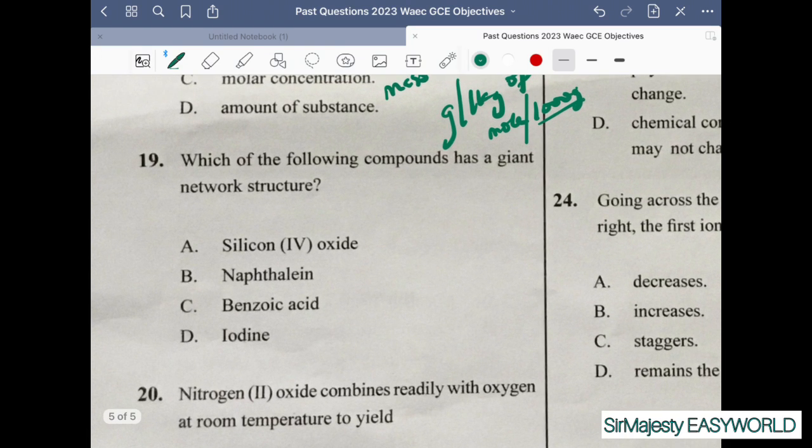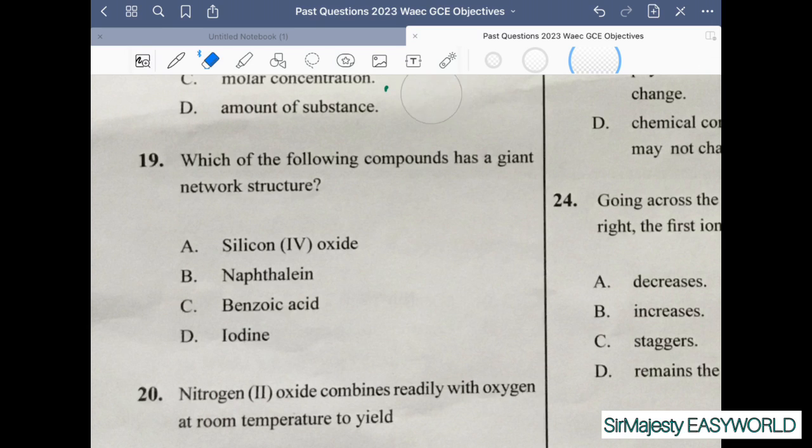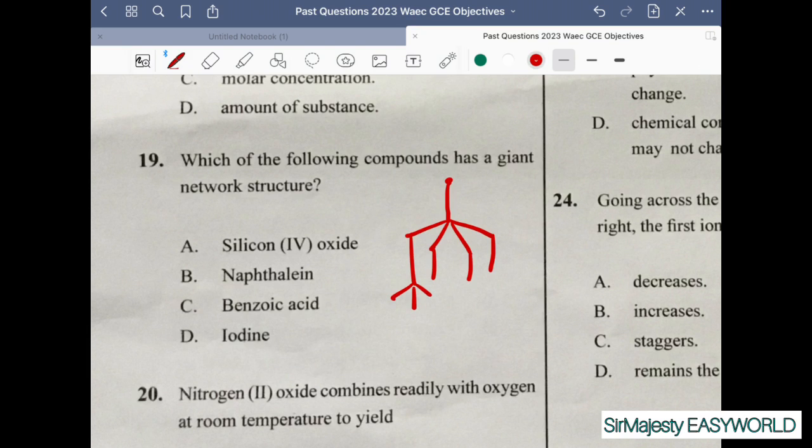Number 19 says, which of the following compounds has a giant network structure? Giant covalent compounds are molecules, and some of them, if I can recall. The giant molecules, graphite and diamond, of course, are seen as the ones having giant molecules, and we cannot see any of them here. Yeah, silicon(IV) oxide is also a giant molecule. So according to the options, whereby we might have such a thing like this, I think we need blue here.